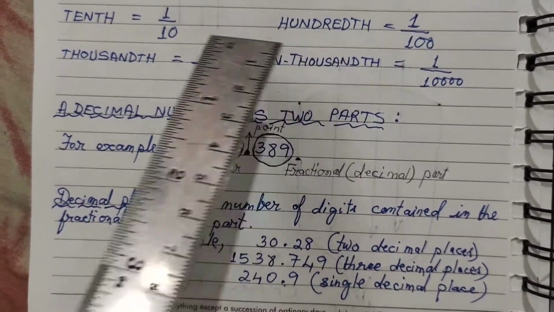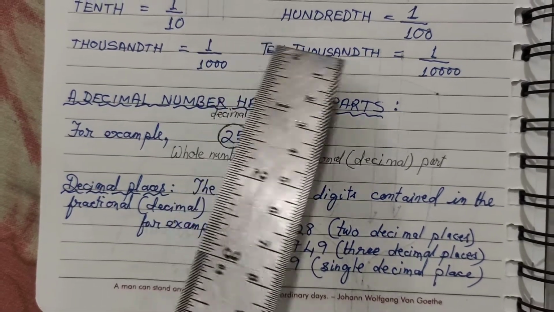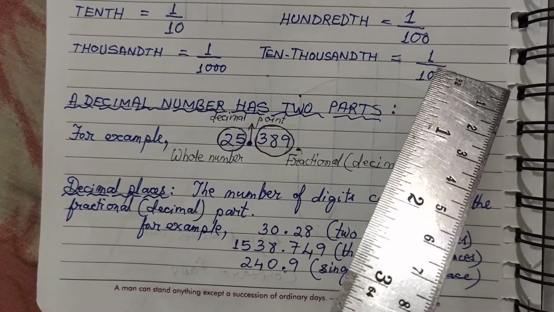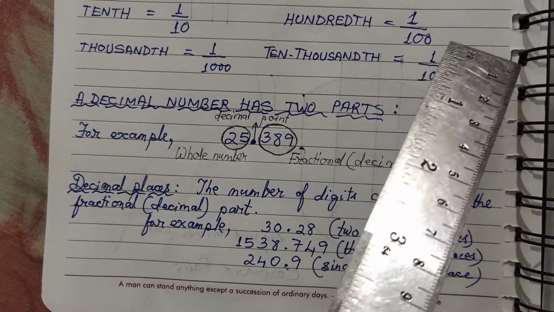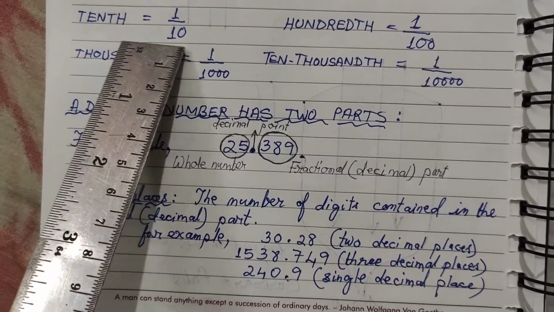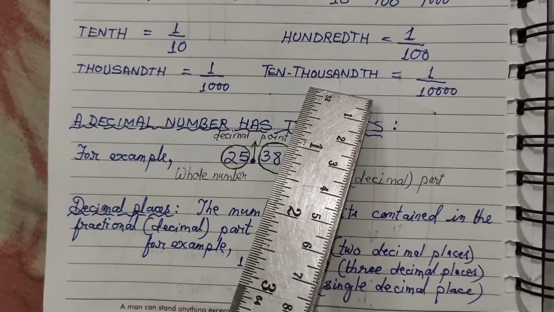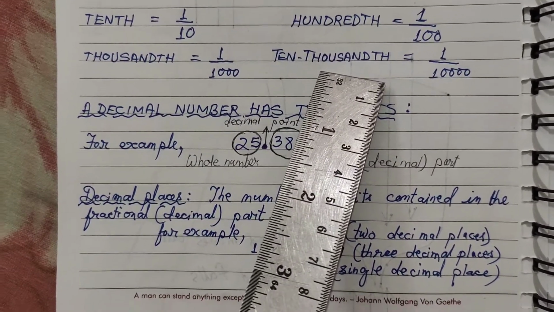So hundredth. Similarly, thousandth means 1 by 1000, out of 1000, one part. Ten-thousandth means out of 10,000, one part, or 1 by 10,000. Now these we will learn later on, where we use this tenth, hundredth, thousandth, ten-thousandth. We will learn that later on in today's lesson.